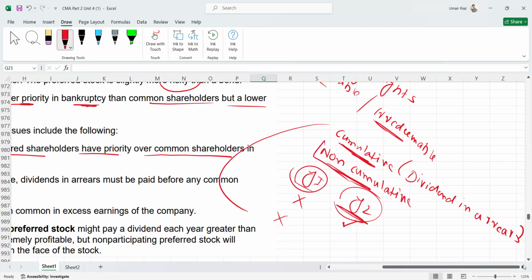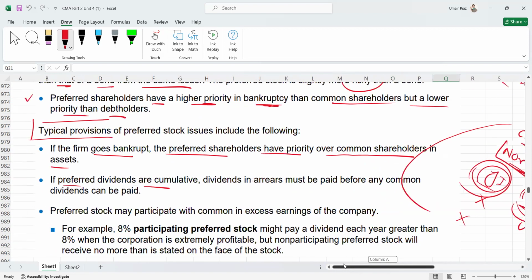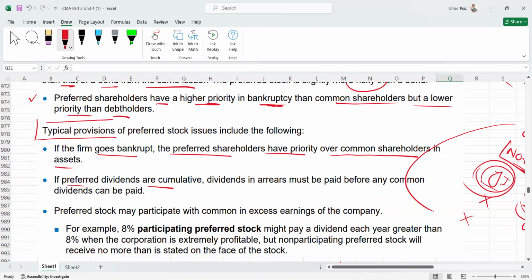But if it is non-cumulative and you have not paid dividend in year one, in year two you will pay only the year two dividend. Understood? This is non-cumulative. So this is the second point they're telling you: if preferred dividends are cumulative, the dividends in arrears, because a cumulative dividend is also a dividend in arrears, must be paid before any common dividends can be paid. You have to pay the dividend in arrears first, then you can pay the common shareholders.